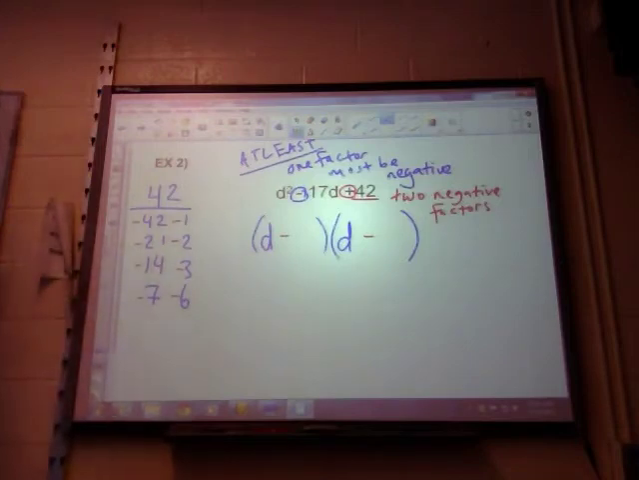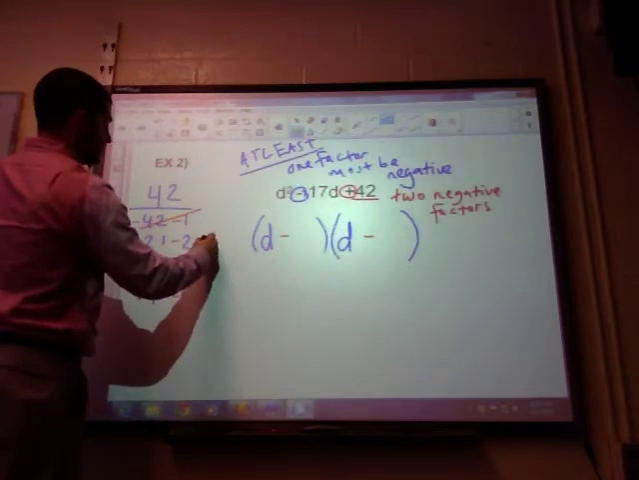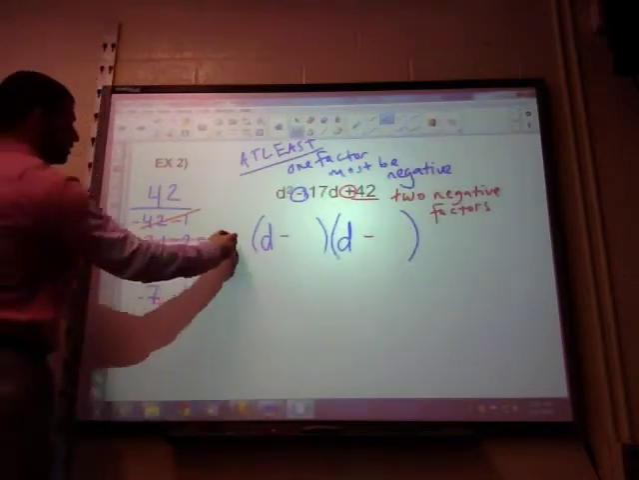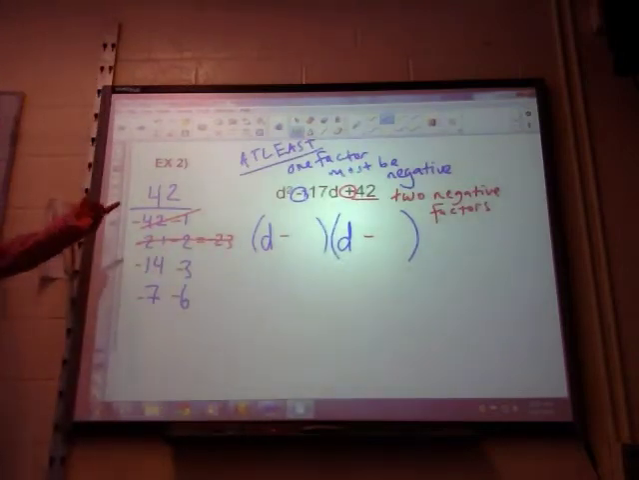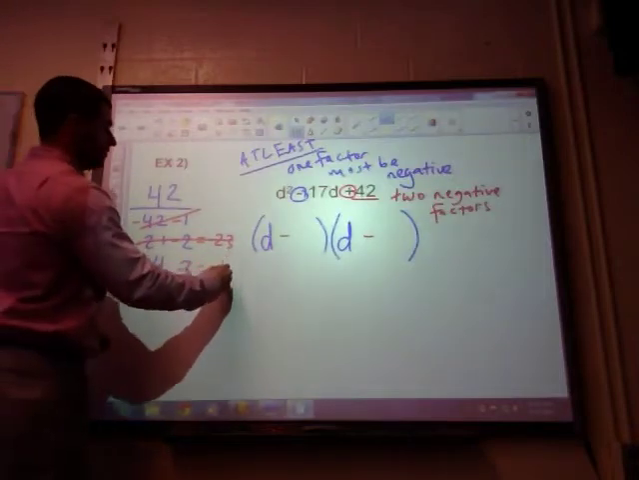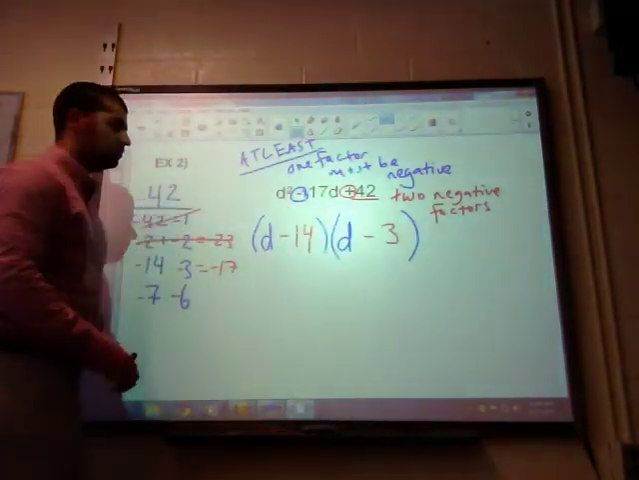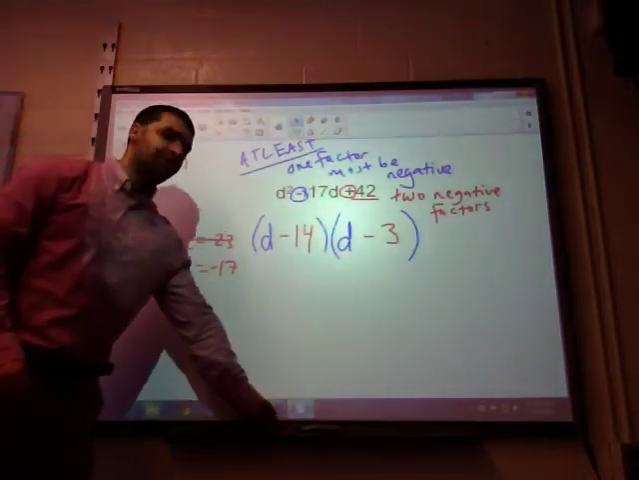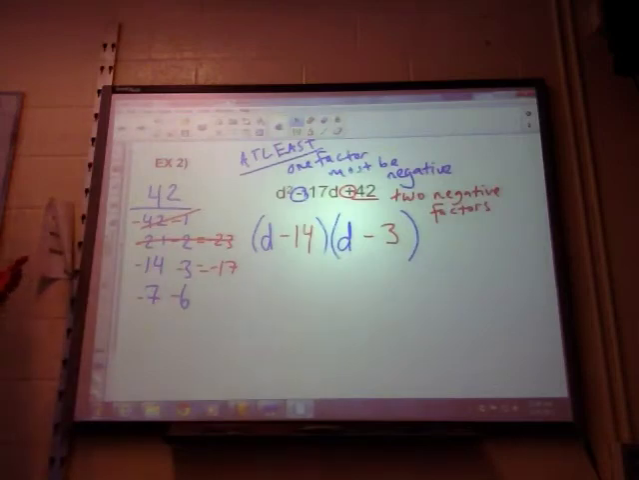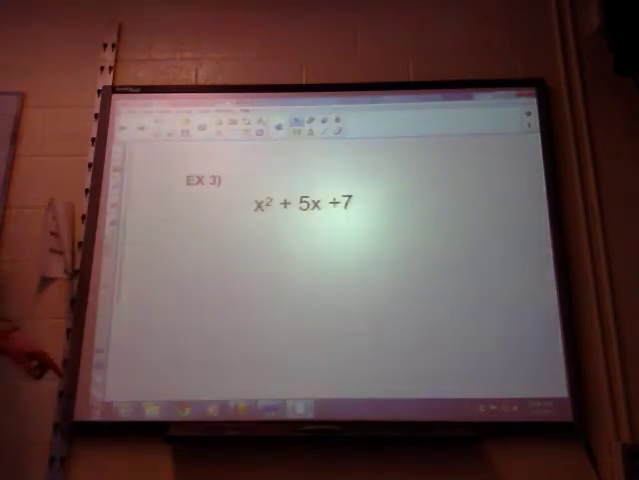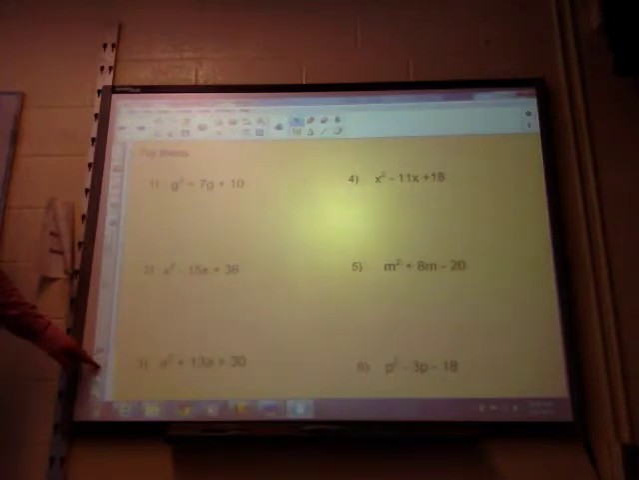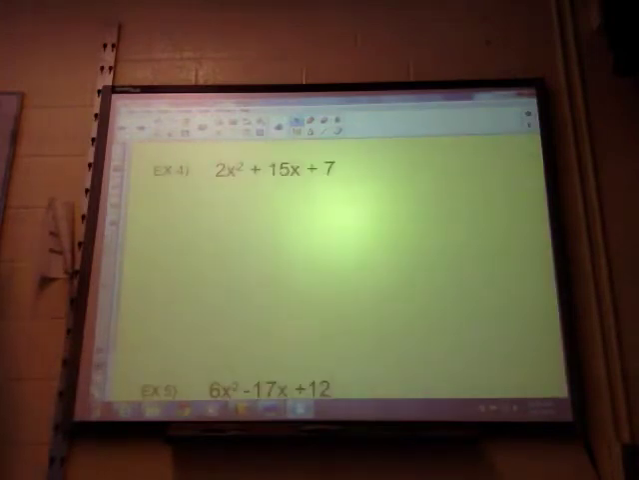Negative 42 times negative 1, still 42, but it still does not add to negative 17. Negative 21, negative 2, again 42, but when you add them together, it's negative 23, which is not going to work. So negative 14, negative 3 multiply to 42, and when you add them together, it's negative 17, and that's how we get our two factors. Alright, so those are the cases that we could possibly see. Let's look at a more difficult example. So how about when a does not equal 1?